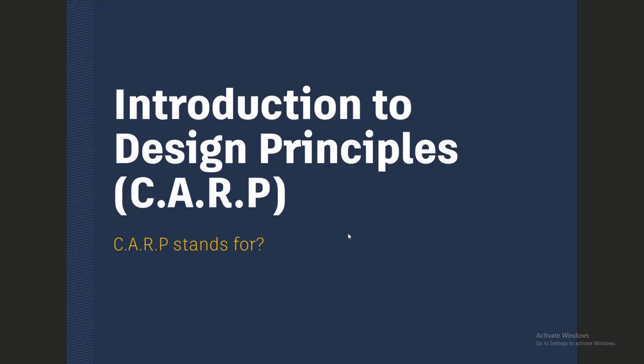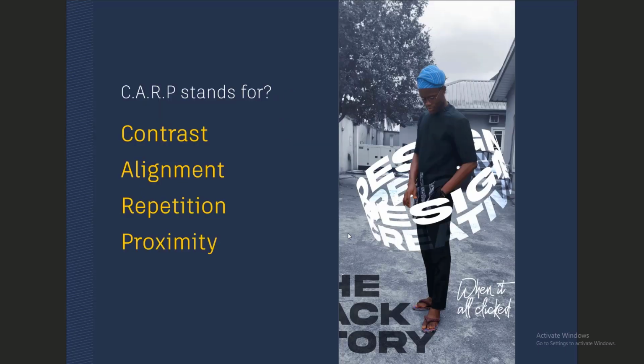All right, I'll be introducing you to some basic design principles. There are a lot of them, but I've distilled that into CARP. CARP stands for contrast, alignment, repetition, and then proximity. CARP stands for contrast, alignment, repetition, proximity. Let us note this because I'll be asking later in the call.